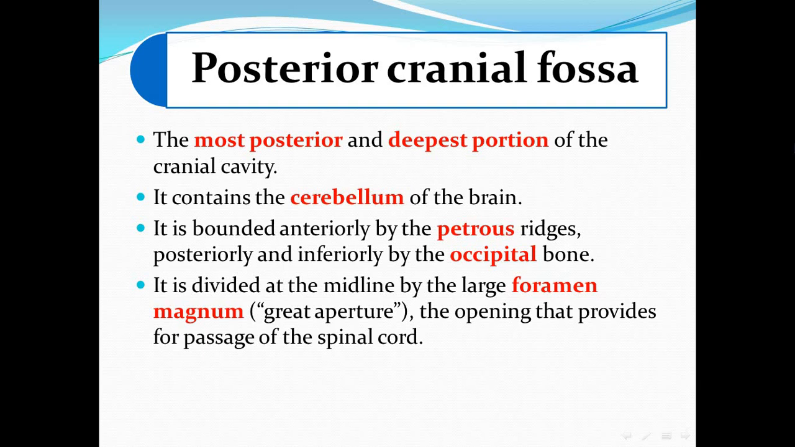Posterior cranial fossa is the most posterior and the deepest of all cranial fossae. It contains the cerebellum of the brain, and it is bounded anteriorly by the petrous ridges and posteriorly and inferiorly by the occipital bones. It is divided at the midline by the large foramen magnum, which is the greatest opening of the skull base. This is the opening that provides passage for the spinal cord.